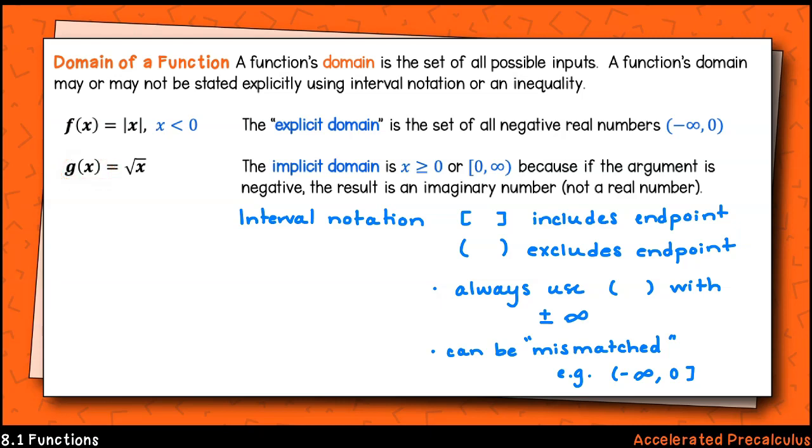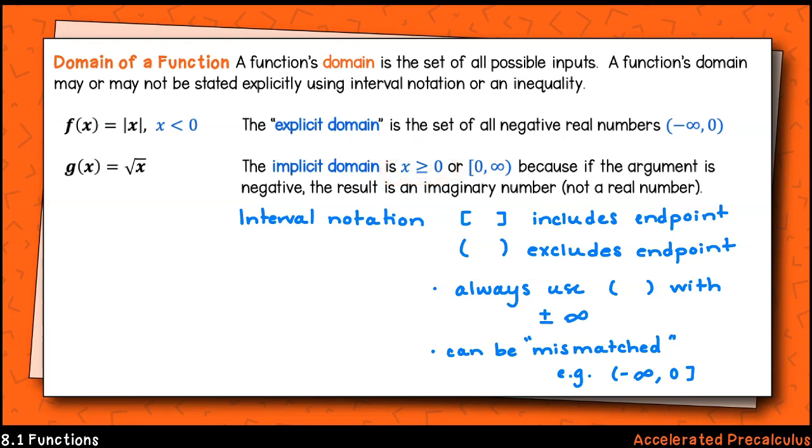This time there is no explicit domain given, so we consider the set of possible inputs given the operations involved in the function rule. Since we will not have a real number output with any inputs that are negative, the implicit domain here will have to be x is greater than or equal to 0.